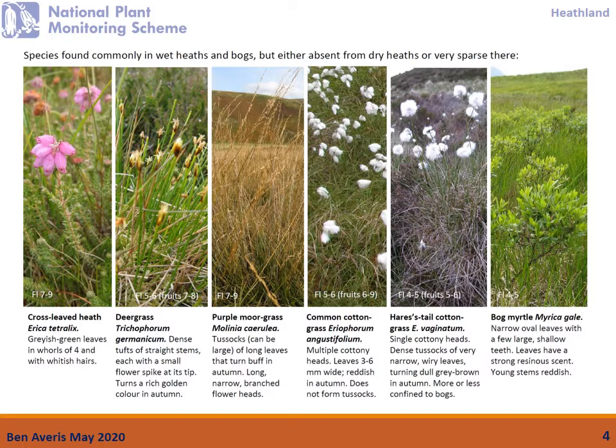Cross-leaved heath looks kind of vaguely a bit like that bell heather we saw a couple of pages back, but the flowers are a bit paler and the leaves are greyer looking. The leaves are in whorls of 4, not 3, by the way, and they've got little whitish hairs along their edges, which makes them look greyer from a bit of a distance or even quite close up. So you'll never mistake cross-leaved heath for bell heather.